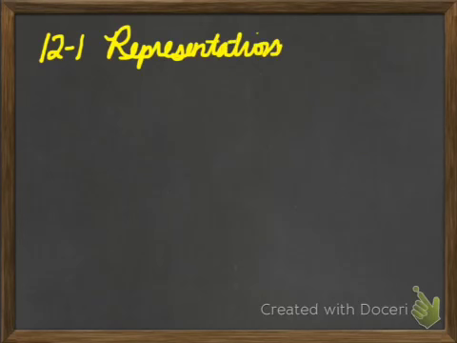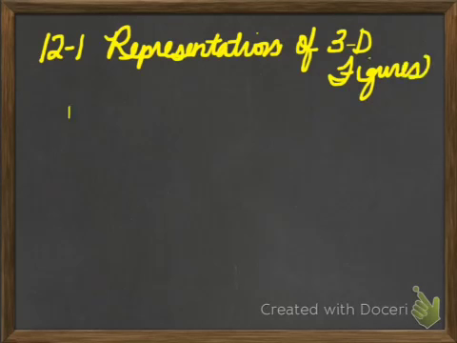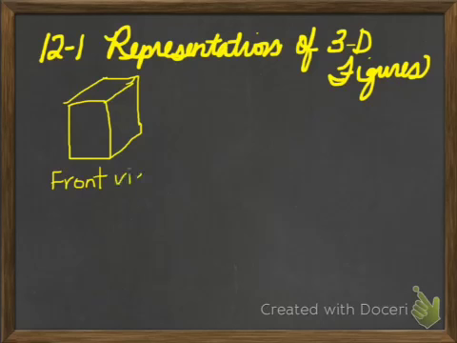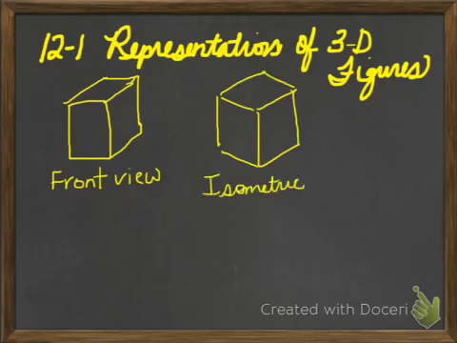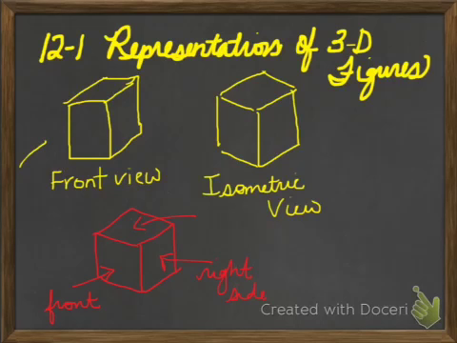This first slide is 12.1 in your textbook, representations of three-dimensional figures. Basically, it's just how to draw three-dimensional figures. You have a front view, which is done with a rectangle in the front and then parallelograms back here in the back. But you can see the isometric view is made up of all parallelograms. Every single one of the shapes is a parallelogram.